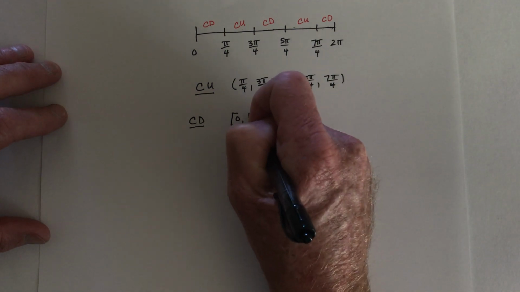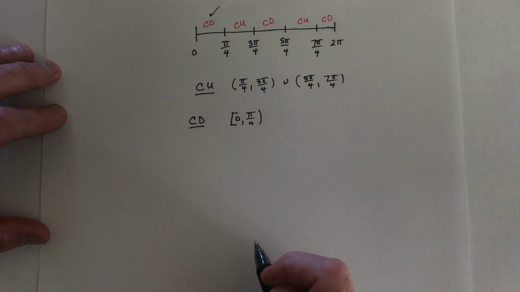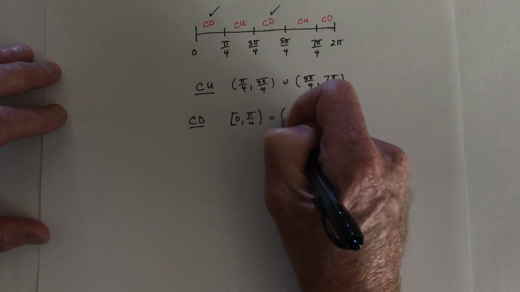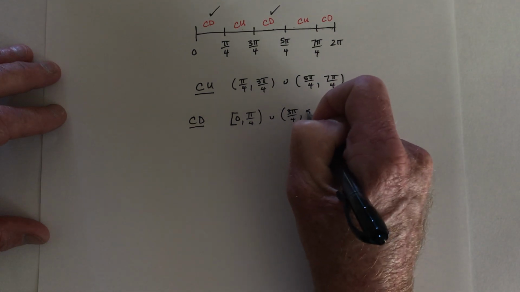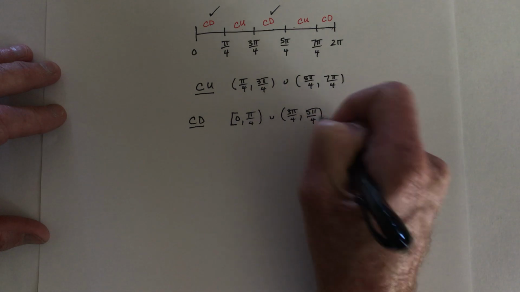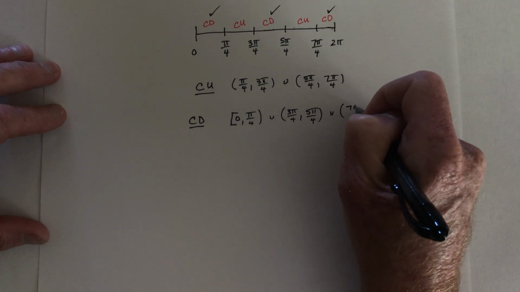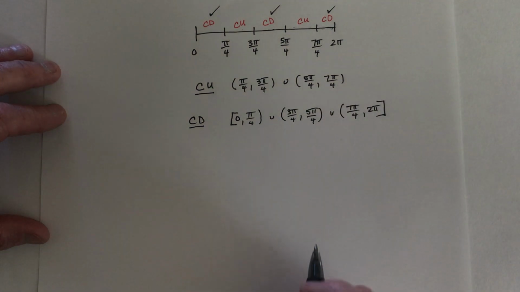And then to pi over 4, so that's this one. And now I need this one, which is 3 pi over 4 to 5 pi over 4. And then this last one is going to be 7 pi over 4 to 2 pi. And just like with the 0, that last one deserves a square bracket.